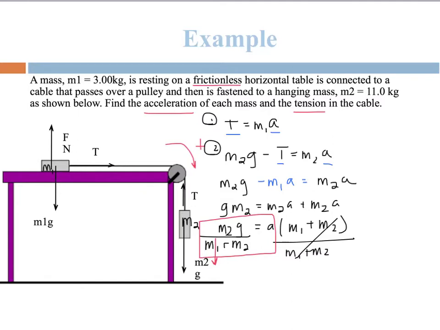Now, if I wanted to go back and solve for tension, well, I already have an equation for tension. So I can go back to the first equation and say, well, mass 1 is still mass 1, but now acceleration equals this entire mess that I solved for down at the bottom. And then we know all of these numbers, so I would just need to plug it in and solve for tension.